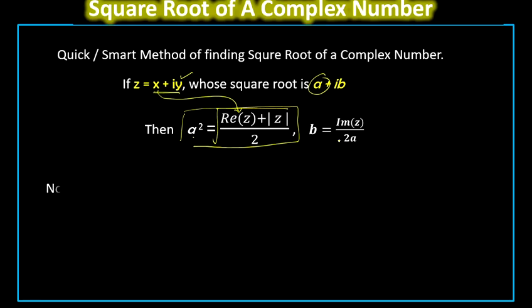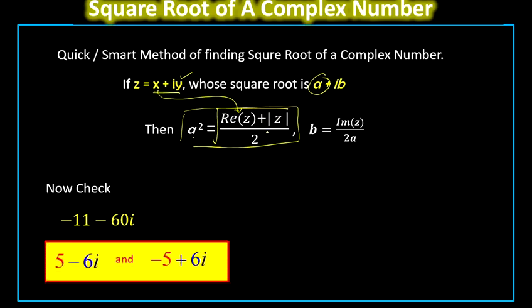You can check the previously done examples, what I did in the last few slides. Like we found the square root of minus 11 minus 60 iota. Its real part is minus 11. Its modulus is square root of 11 square plus 60 square. You write here, divide by 2, take the root, you get the value of a. And when you get the value of a, you can find the value of b easily. That is minus 60 divided by 2a. Please check this formula, this method, is it workable or not.